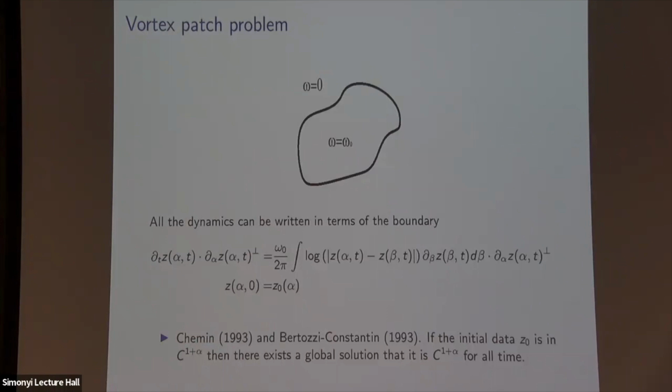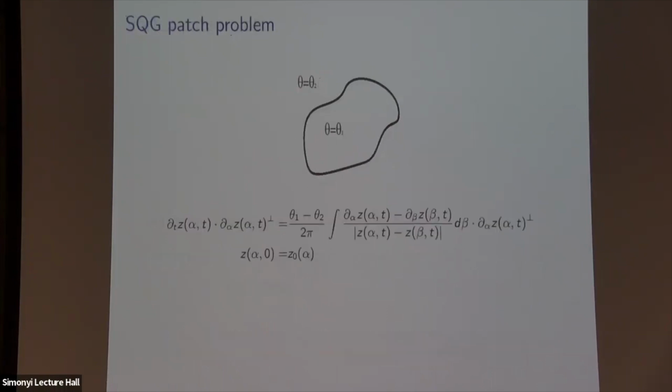So in a similar spirit, we can write the SQG patch problem, or the generalized SQG patch problem, by playing around with the power here. For SQG, this becomes 1, but you can imagine that you can get a similar equation for all values of alpha. And this is well defined, there's no problem with it.